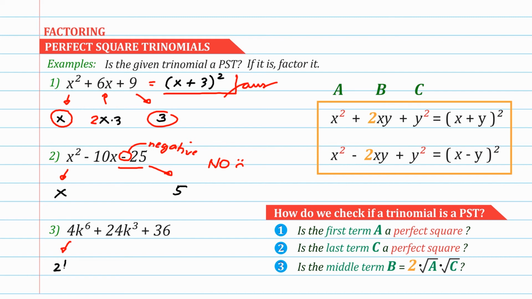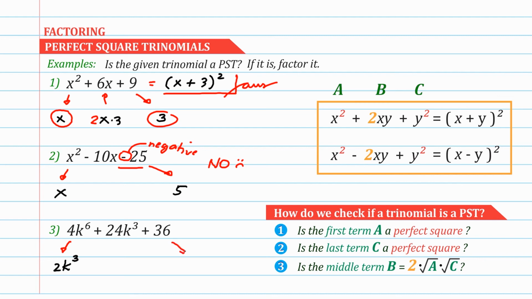So, copy the base k, and then what do you do with the exponent? Pag kumukuha ng square root, divide the exponent by 2. 6 divided by 2 is 3. Sakto. Therefore, the square root of this one is 2k cubed. Question number 1, the answer is yes.